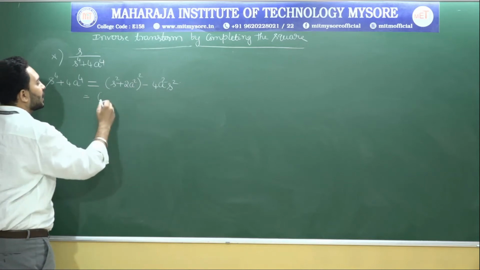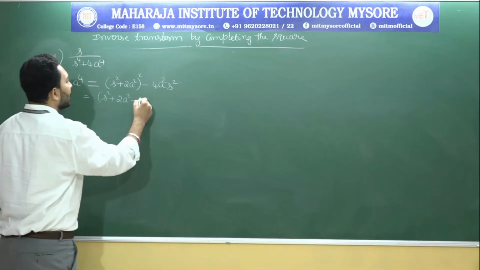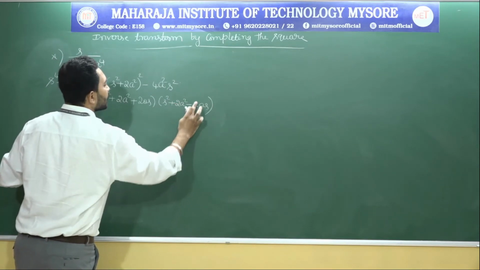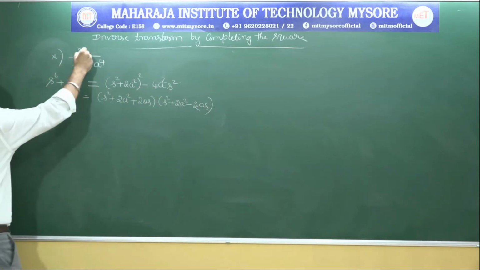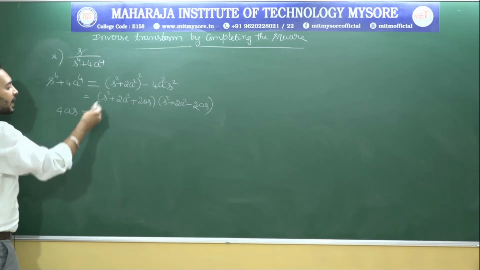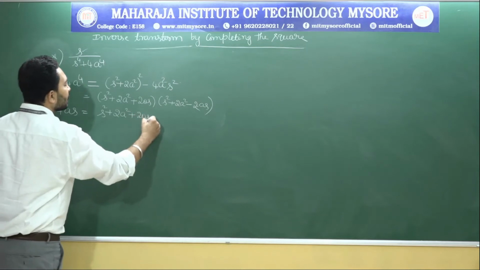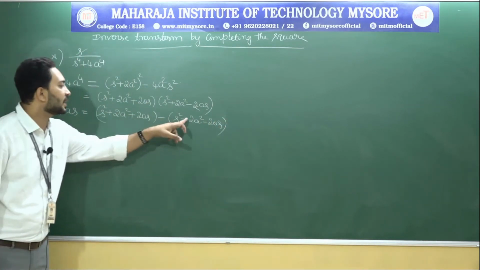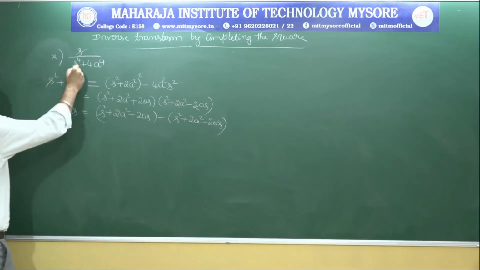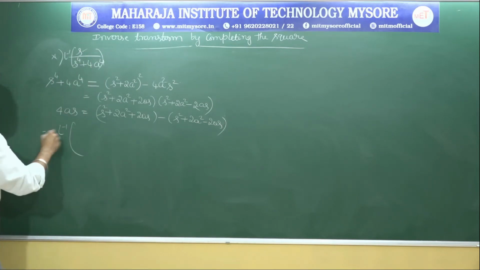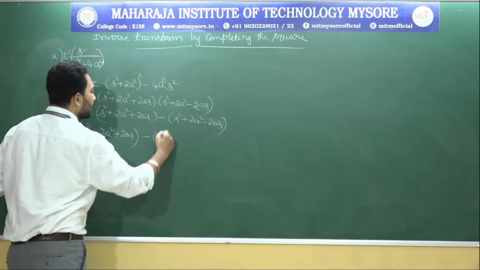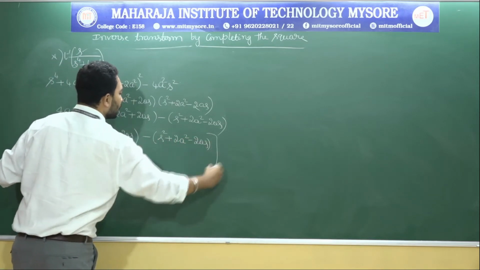Now I can write this as it is in the form of a square minus b square. What is a plus b into a minus b? (s square plus 2a square plus 2as) into (s square plus 2a square minus 2as). a square minus b square is a plus b into a minus b. So make this s in the form of this. So I can write 4as as (s square plus 2a square plus 2as) minus (s square plus 2a square minus 2as). So now I can write L inverse for this. So L inverse of, in the place of s I can write 1 by 4a into (s square plus 2a square plus 2as) minus (s square plus 2a square minus 2as).